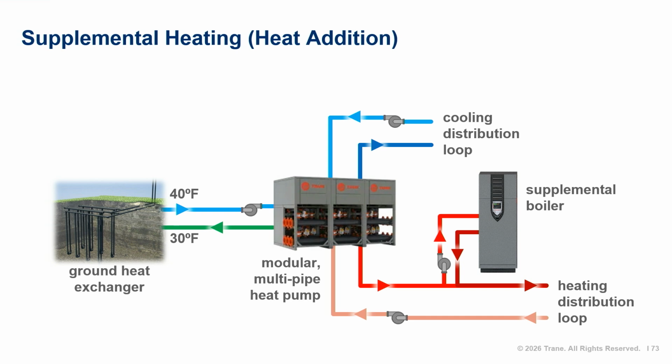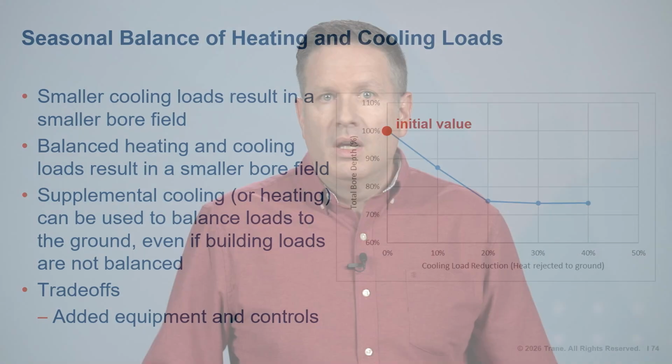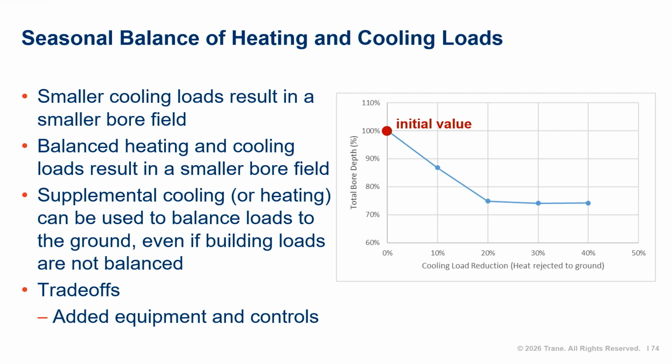Supplemental boilers in geothermal systems are typically installed in the hot water distribution loop downstream of the heat pumps. This allows the boiler capacity to supplement the heat pump capacity during peak heating loads. The project that we've been analyzing is cooling dominant, and we'd like to reduce the amount of heat that's rejected to the earth. The chart on this slide shows what happens to the total bore depth when building cooling loads are reduced. As one would expect, smaller cooling loads result in smaller bore fields.